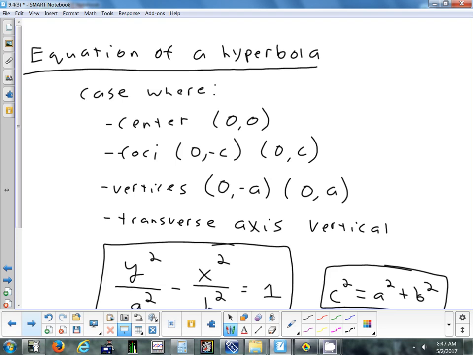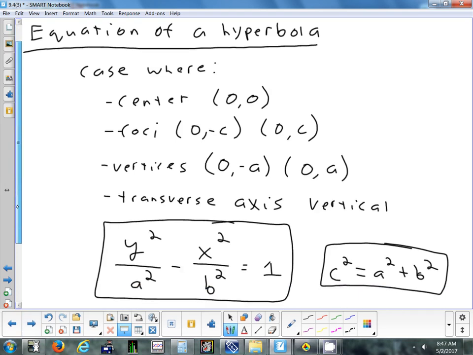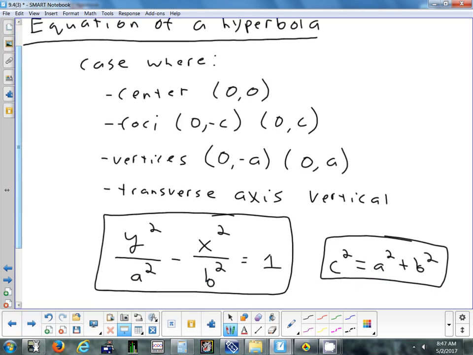Okay. So now we'll switch it to the case where the transverse axis is going to be vertical. How can you tell, just by looking at the equation and based on what I've explained so far, that the transverse axis is vertical here? Now the y is the positive letter. The transverse axis always goes with the positive letter. Everything else is the same.